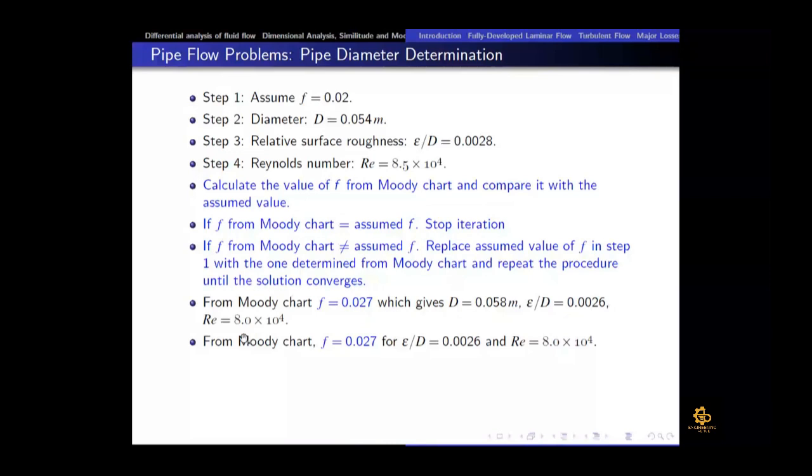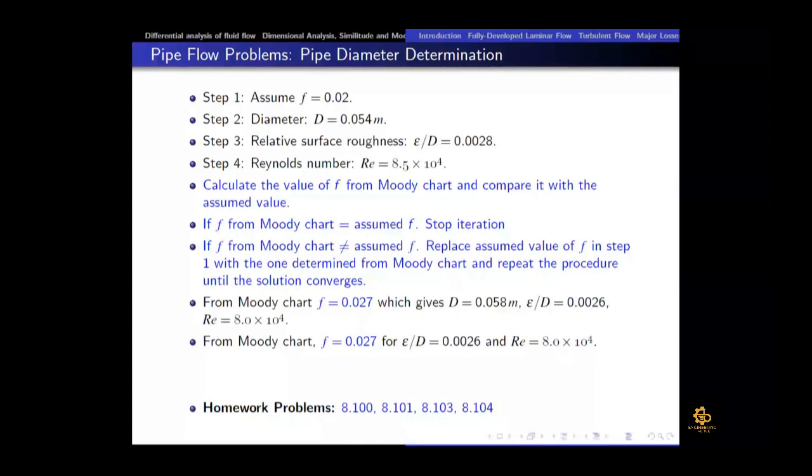So now from the Moody chart, we take these two values, Reynolds number 80,000 and epsilon upon d 0.026. From here, we see that it becomes 0.027. Now you can see that this value 0.027 and 0.027 are exactly matching. So usually it converges in 2 to 3 iterations. But if the initial guess is very different from the actual value, which might be the case, then it may require more iterations. But usually it takes 2 to 3 iterations to get acceptable convergence of the solution.